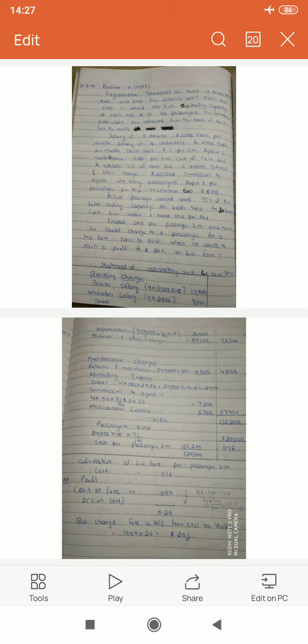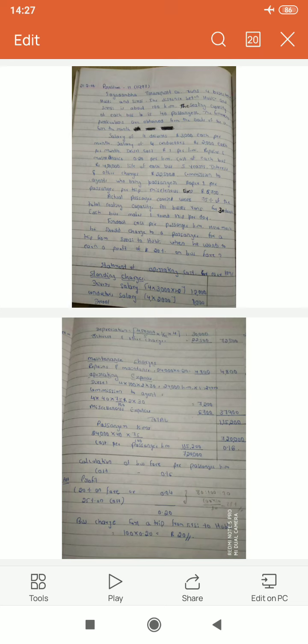Thereupon, miscellaneous expenses are specifically given in the problem as rupees 6,700 per month. Now it totals to 37,900. In the sense, repairs and maintenance 4,800 under the head running charges or operating expenses, diesel rupees 24,000, commission to agent 7,200, miscellaneous expenses 6,700, totaling to 37,900.